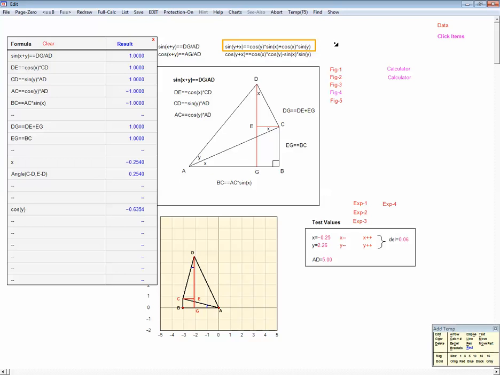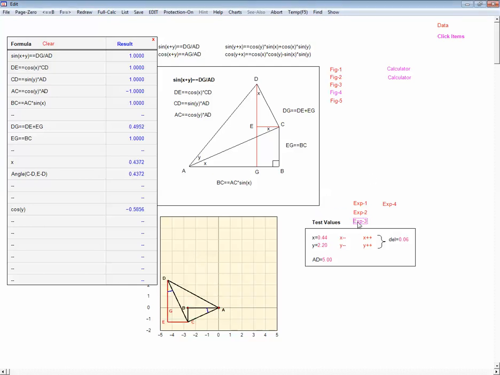I'm going to do that for one case. Let's look at a couple more cases just to see what the possibilities are. Let's look at this case here. Now in this one, we lost this equality. We also lost this equality, dg equals de plus eg. But we can change these formulas up here. We can look at our picture and make them right, and we can see why that formula is no longer true.